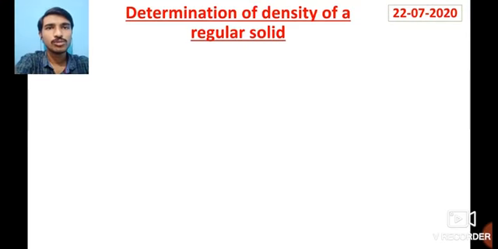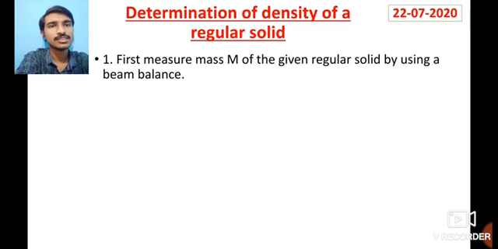Now we will move on to the determination of density of a regular solid. That means how a density can be determined, we can see. So to find the density of a regular solid, first what we have to do is measure the mass m of a solid by using a beam balance.